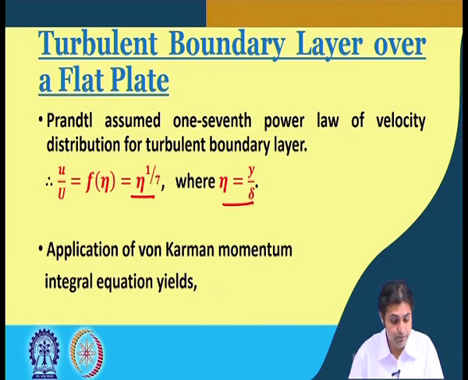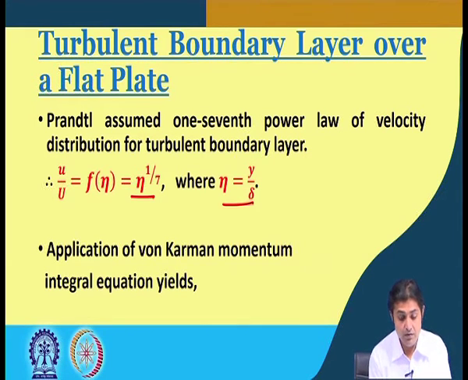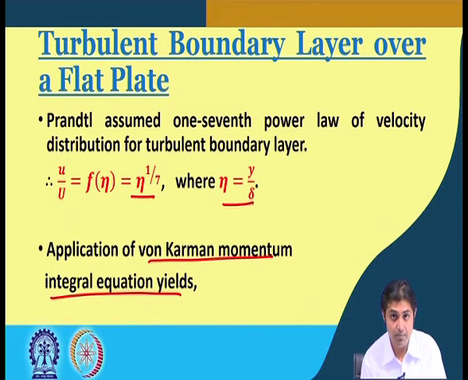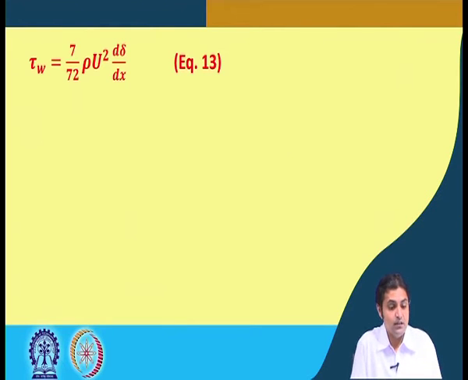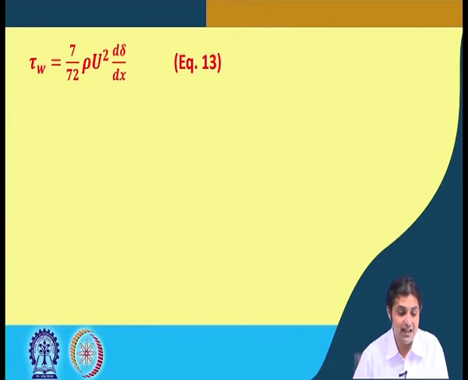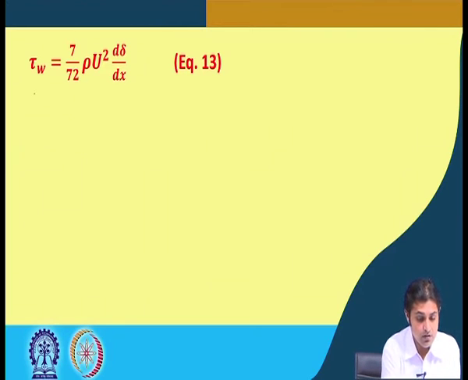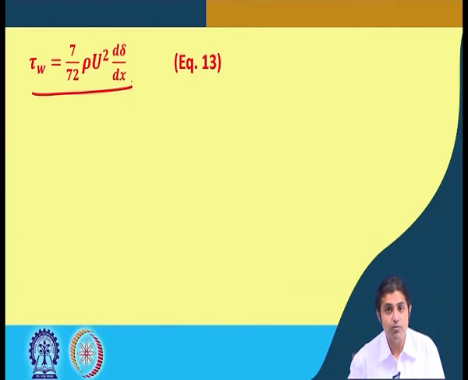All right. And since that von Karman momentum integral equation is applicable here too, it yields tau w is equal to 7/72 rho U square d delta by dx. Okay, if you follow the same procedure, this equation is more important.